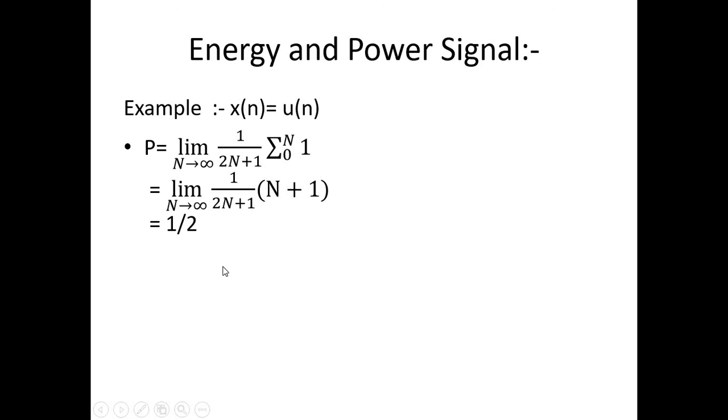How can we calculate the energy value based on this equation? E equals the summation from 0 to infinity of 1 to the power 2. Here the upper limit is infinity, so if we solve this equation, infinity will be our final value. So we can say that the power value is finite but the energy value is infinite. So we can conclude that this is a power signal.